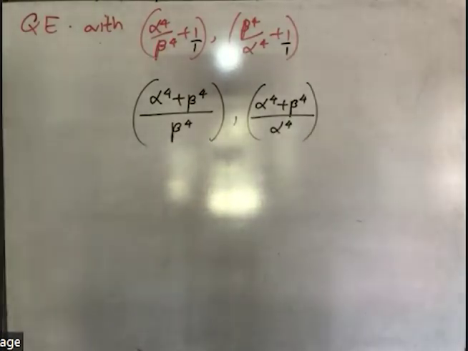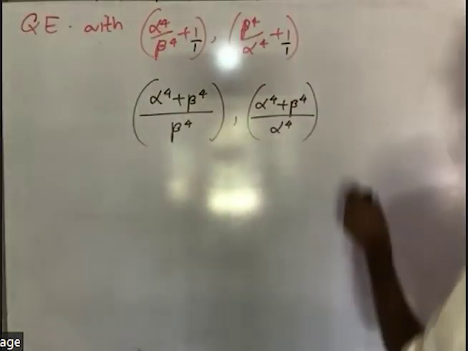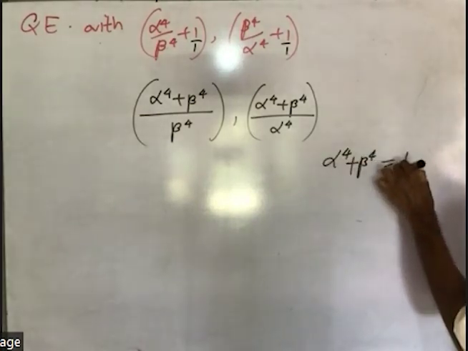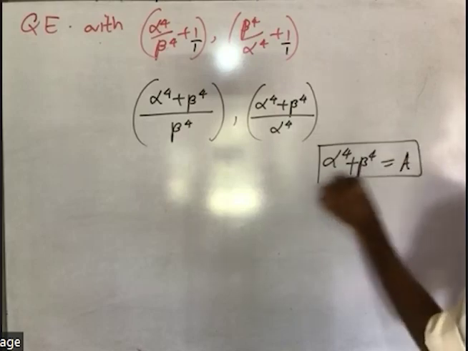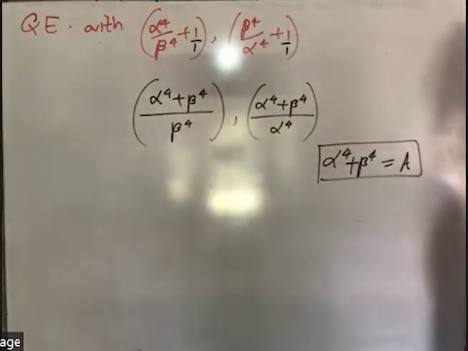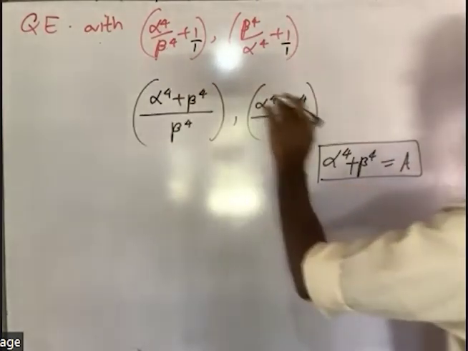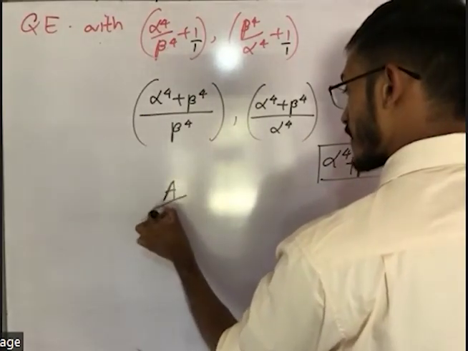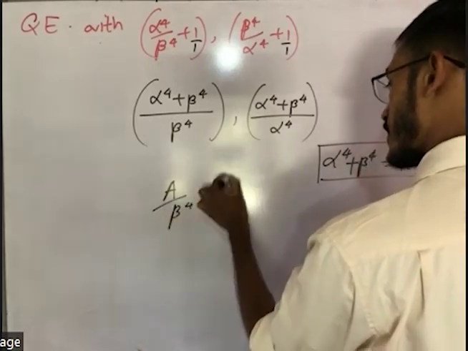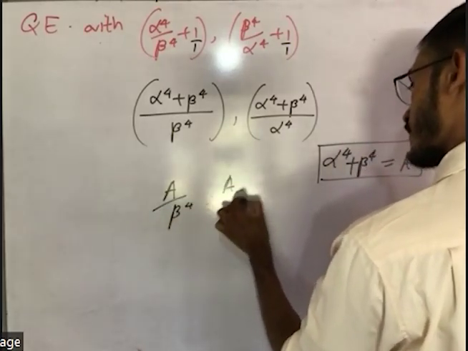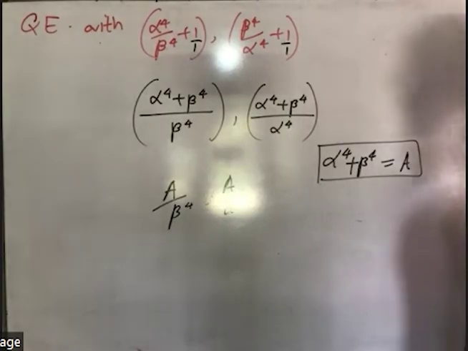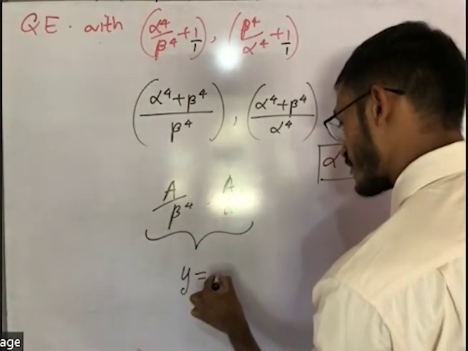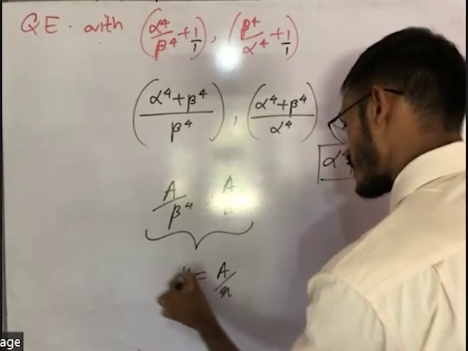So here I can write down alpha to the power 4 plus beta to the power 4 is equal to a constant. I can take this part as a constant because it is equal in both of the rows, right? So if this is a constant, we can write down a over beta to the power 4, comma, a over alpha to the power 4, right? So using this, I can write down an algebraic expression y equal to a over x.